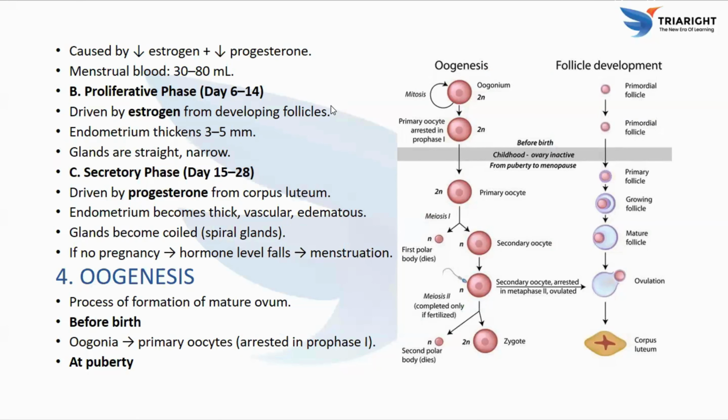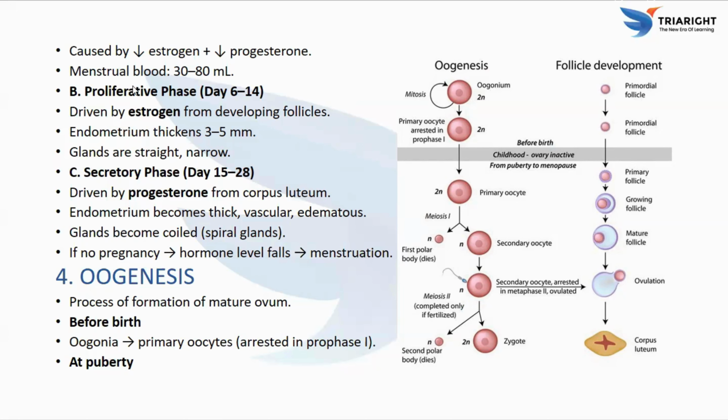And then the second phase is the proliferative phase, which occurs on day 6 to 14. So this phase occurs after the menstruation and it is mainly controlled by the estrogen. So what causes this? Developing ovarian follicles release the estrogen, which builds up the uterus lining again. So what happens in this phase? The endometrium thickens, that is 3 to 5 millimeters. So new tissue is formed after the menstrual shedding.